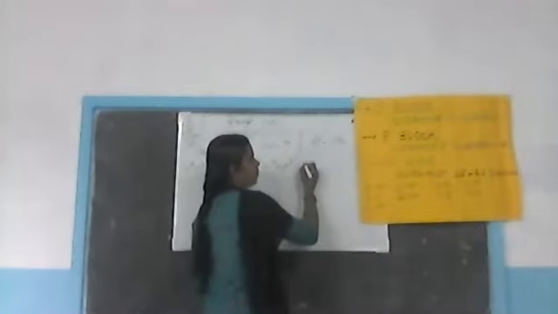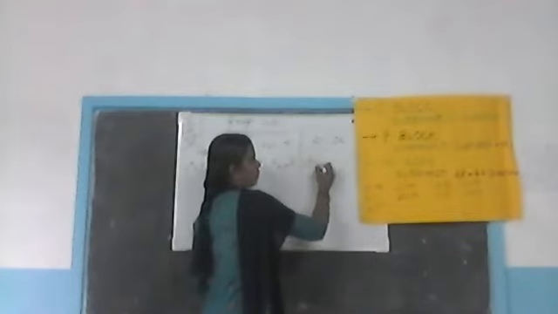Next, scandium: 1s2, 2s2, 2p6, 3s2, 3p6, 4s2, then 3d1 valence. So first of all, we have to find out the block. Which element? So block. Here the first one is sodium. In sodium, the last electron is added in the s subshell. So here the block is s.